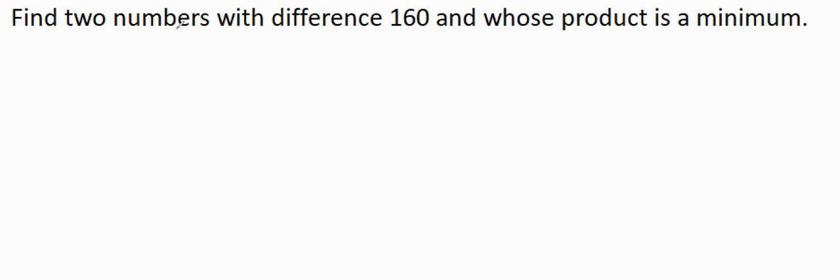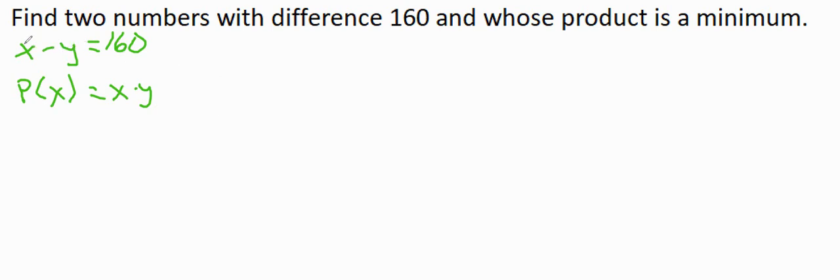So we want to find two numbers with a difference of 160 and whose product is a minimum. So the first thing is we're going to write x minus y equals 160. So two numbers, we don't know what they are, but when we subtract them, we want them to be 160. And then whose product is a minimum, so we can set this up as P, just going to be a function of x, is going to be x times y, and we want that to be a minimum.